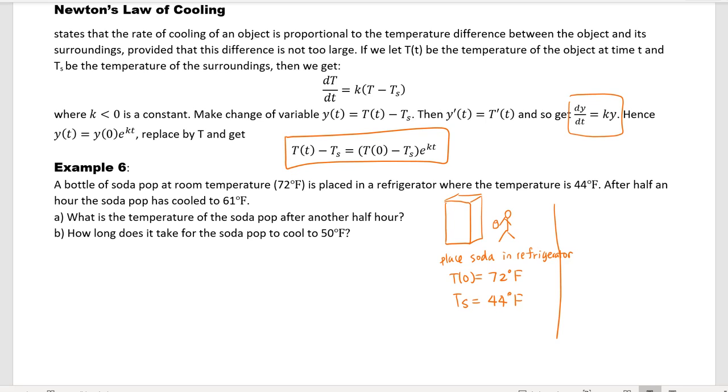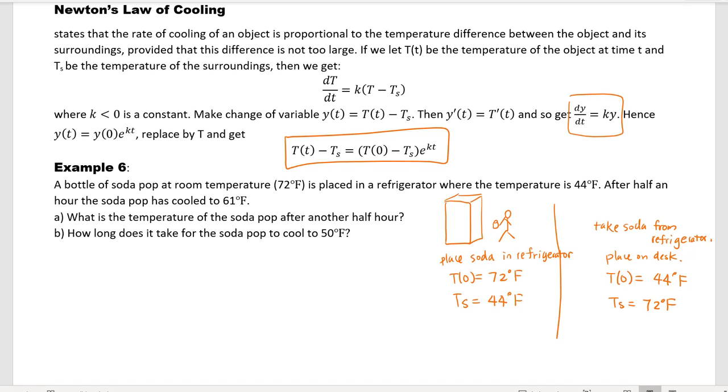Okay, next story. If you take the soda from the refrigerator, so you want to take it outside of the refrigerator and drink it, or maybe just place it on the desk. Now what happened? In this case, the initial temperature is the temperature in the refrigerator, which is 44 degrees Fahrenheit. And the temperature surrounding, because the soda is placed outside, is the room temperature, which is 72 degrees Fahrenheit.